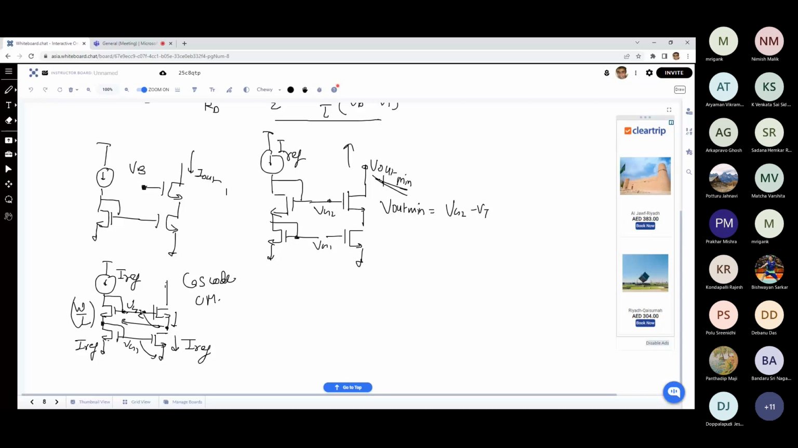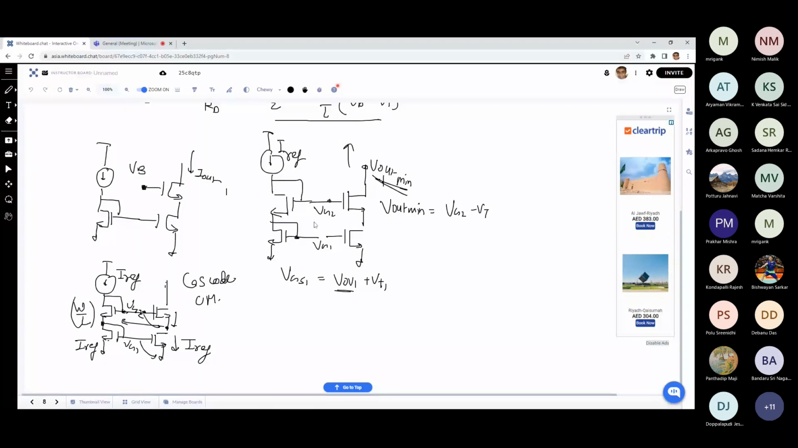So for that, first of all, we need to find out in this circuit what the Vout min is. So this is VG1, right? VG1, or VGS1, I can write as V overdrive 1 plus VT1. The V overdrive definition is VGS minus VT, because that is what determines the current, how much you are overdriving the MOSFET relative to VT. So VGS1 is V overdrive 1 plus VT1.